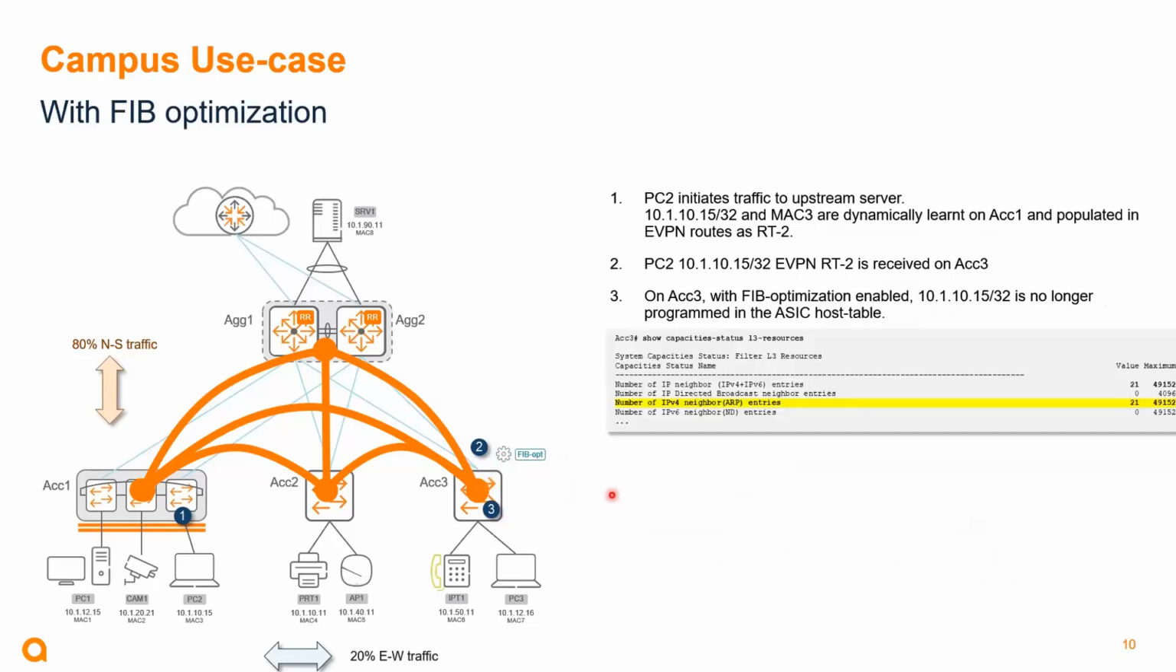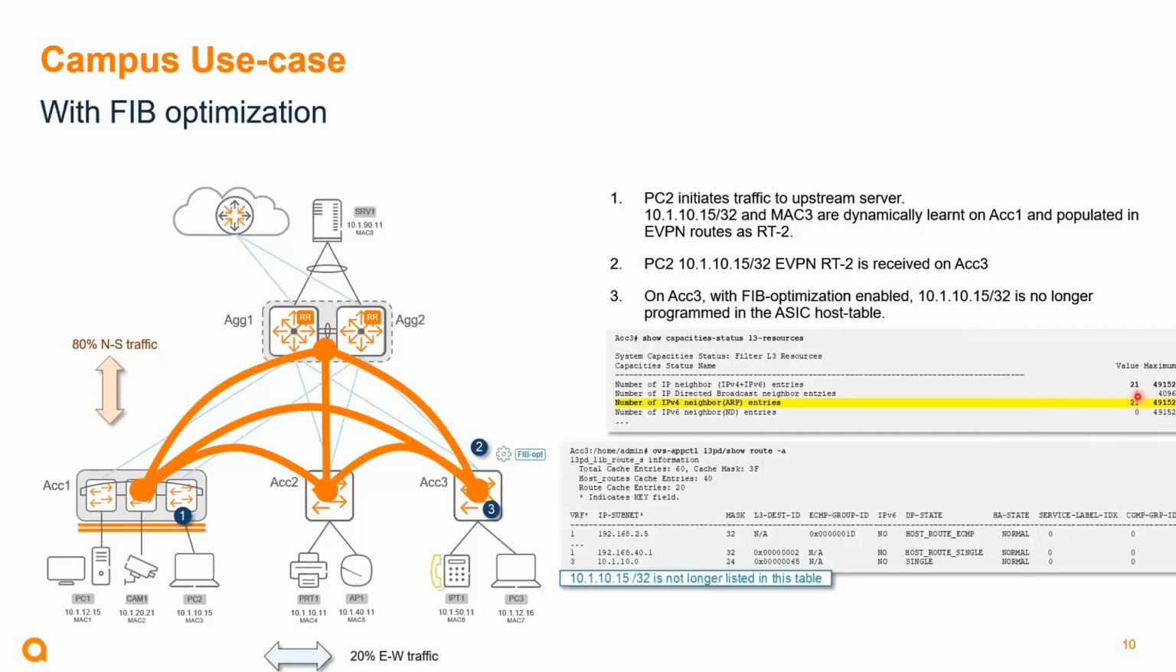So if you look at the show capacity status, you will see that the value is reduced. The consumed entries is less. And if you look at the route entries in that appctl command, you will see that the entry disappeared. It's no longer listed here. So this is literally listing the IP host table entries.